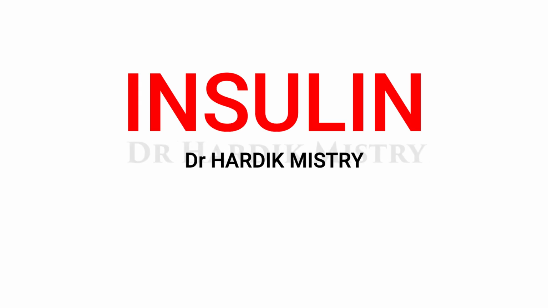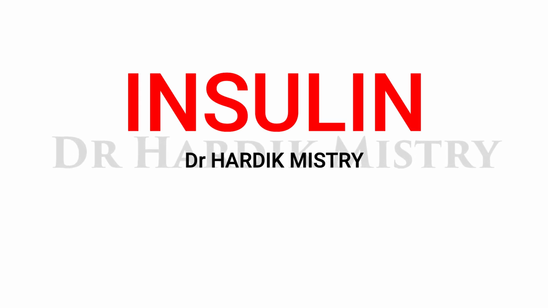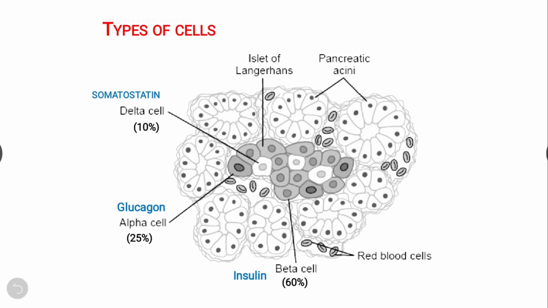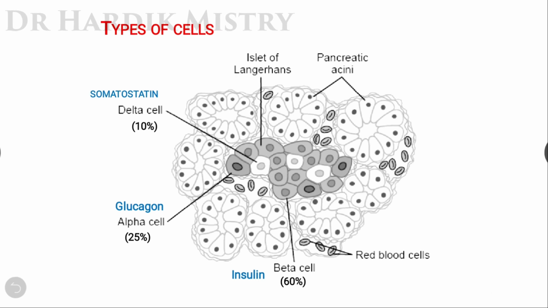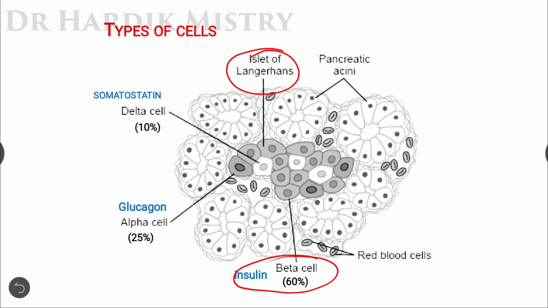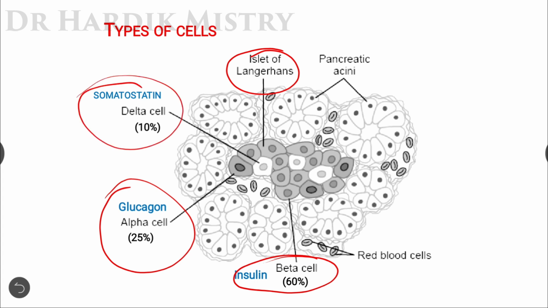Hello everyone. In this video we are going through the topic of insulin. So insulin is basically synthesized and released from the pancreas. Insulin is released from the beta cells of the islets of Langerhans. Other types of cells also release other substances. For example, alpha cells release glucagon and delta cells release somatostatin. So these three hormones are released from the different cells of the islets of Langerhans.